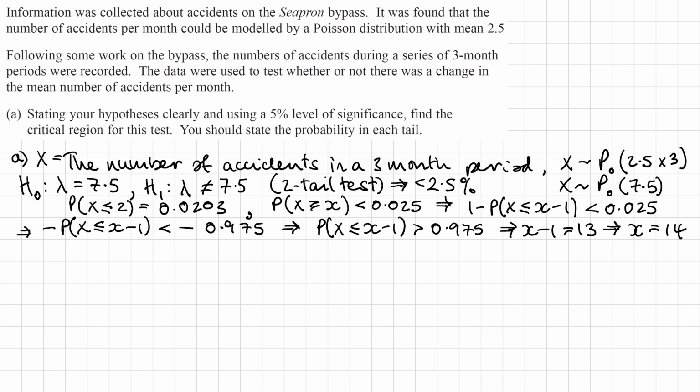So 2 and 14, those are the critical values. I want the critical region, so let's write that down. The critical region is when X is less than or equal to 2 and when X is greater than or equal to 14.